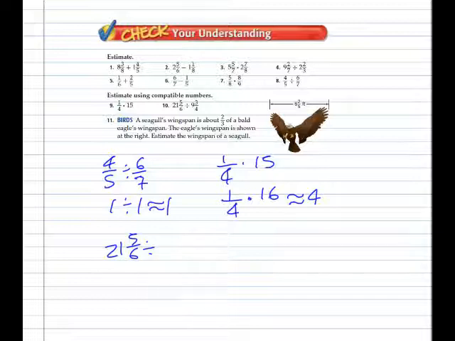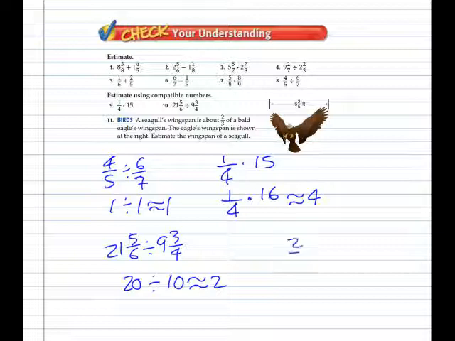Number 10, 21 5/6 divided by 9 3/4. We're going to round 9 3/4 to 10. We're going to round 21 5/6 down to 20 to make them compatible. Our estimate then is approximately 2.